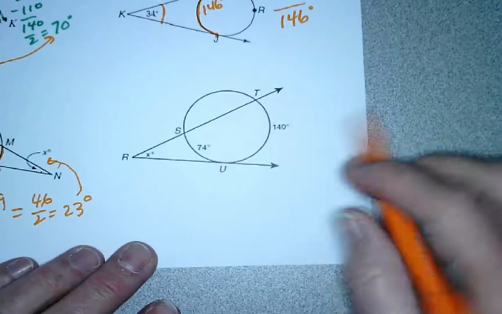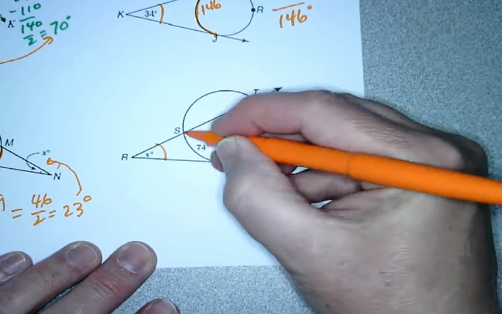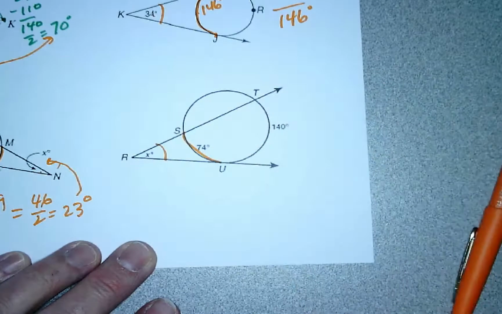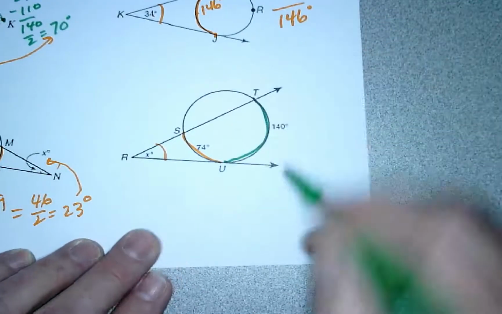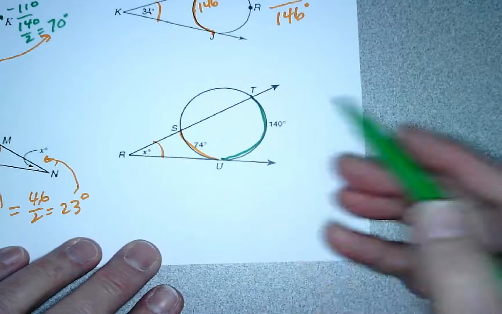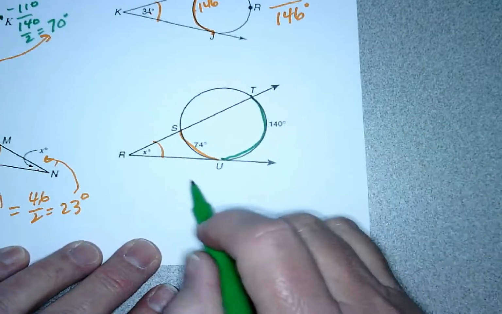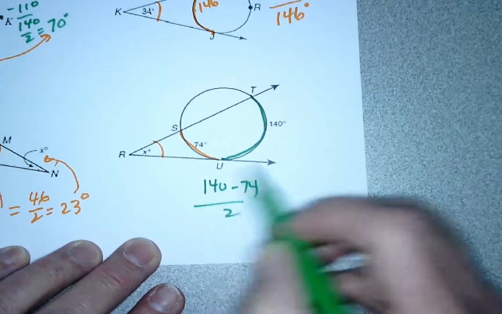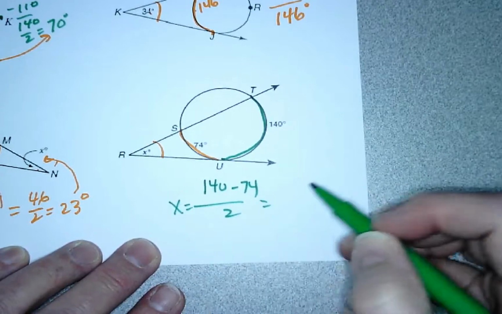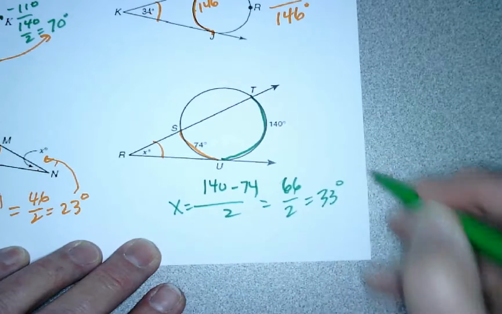And the last one, if we look at these 2 arcs that go with angle X, I have this arc here, and I've got this big one outside here. Okay, those are the 2 arcs that I need. Probably easiest, you'll avoid negatives if you start with the outermost one. So to find this angle, I'm going to take 140 minus 74 and divide by 2. When I do that, I get 66 divided by 2, which is 33 degrees.